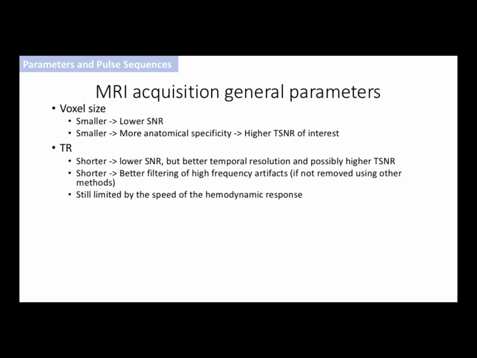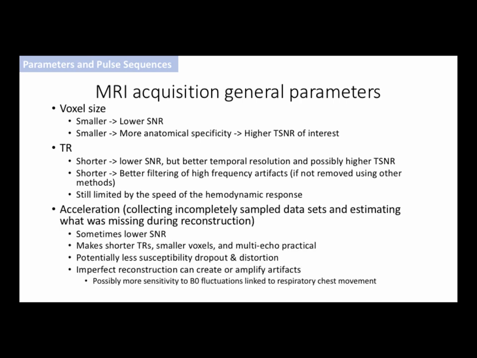With TR, a lot of people now are pushing for as short a TR as possible. I'm a little bit skeptical of that. Generally, if you get a shorter TR, you're going to get lower SNR. Possibly that's going to give you a little bit higher TSNR. I think there's some papers supporting that. It also means you can possibly filter out some high frequency artifacts a bit better. But one thing I think has been understudied is if those artifacts are removed by other methods, does it really matter? And it's still limited by the speed of the hemodynamic response. Your blood flow is only changing on the order of 5 seconds. So if you're collecting a half second TR, you're still limited by that.